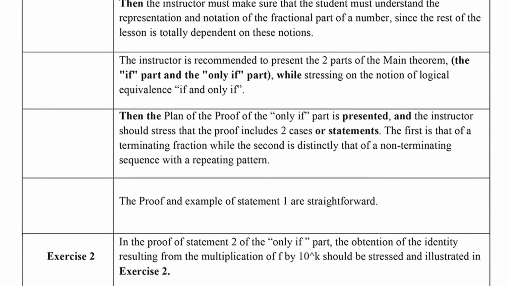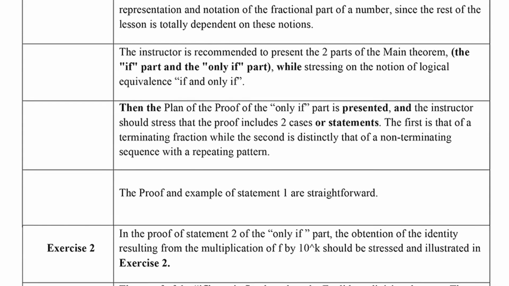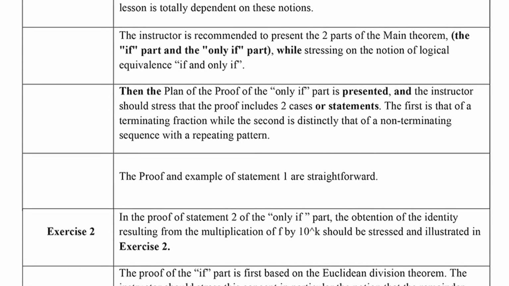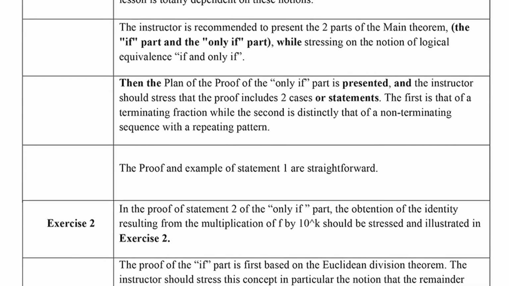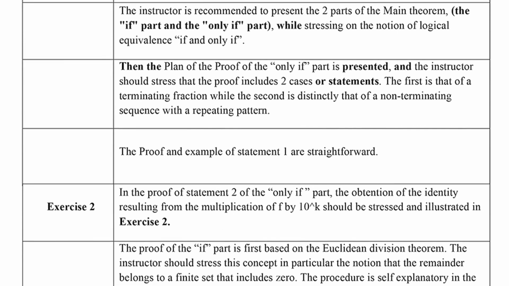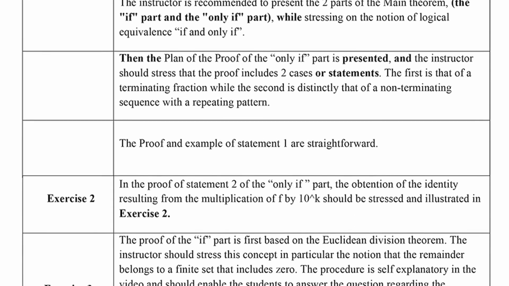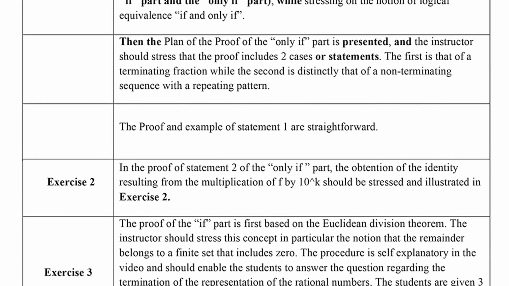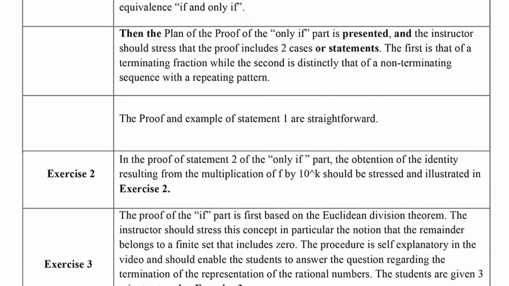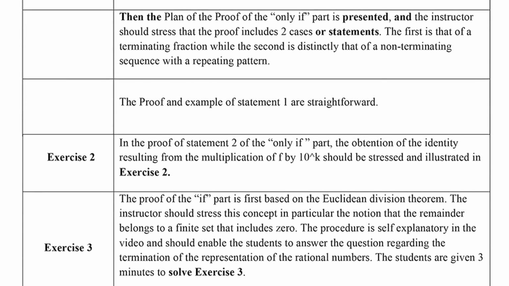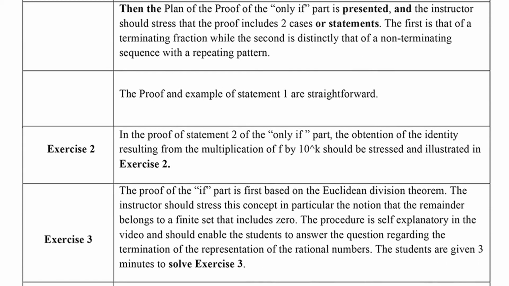The first is that of a terminating fraction, while the second is distinctly that of a non-terminating sequence with a repeating pattern. The proof and example of statement 1 are straightforward. In the proof of statement 2 of the only if part, the obtention of the identity resulting from the multiplication of f by 10 to the power k should be stressed and illustrated in exercise 2.